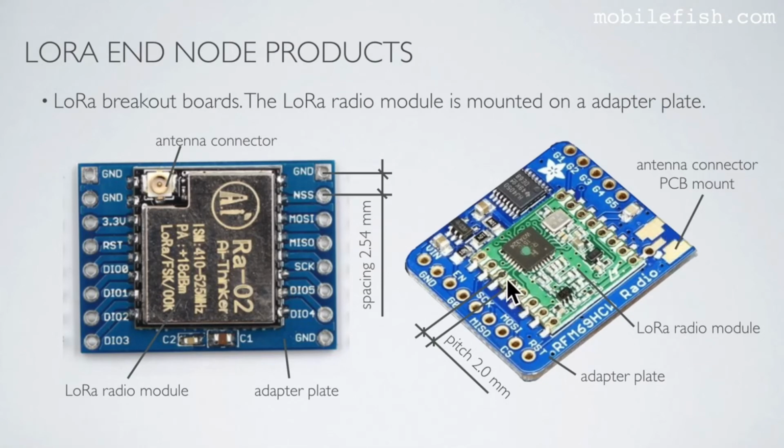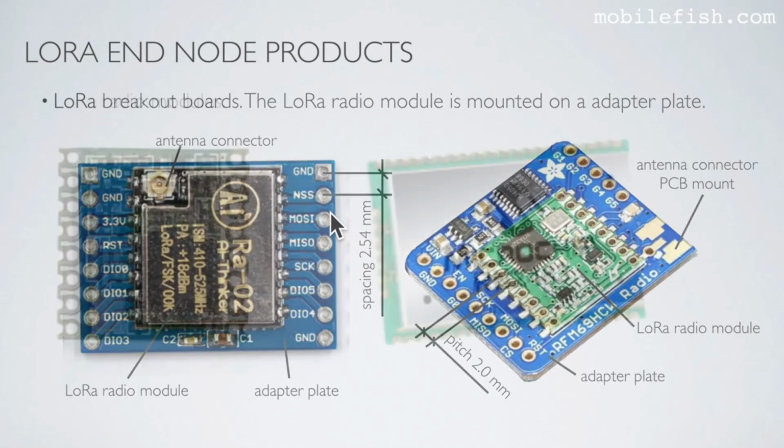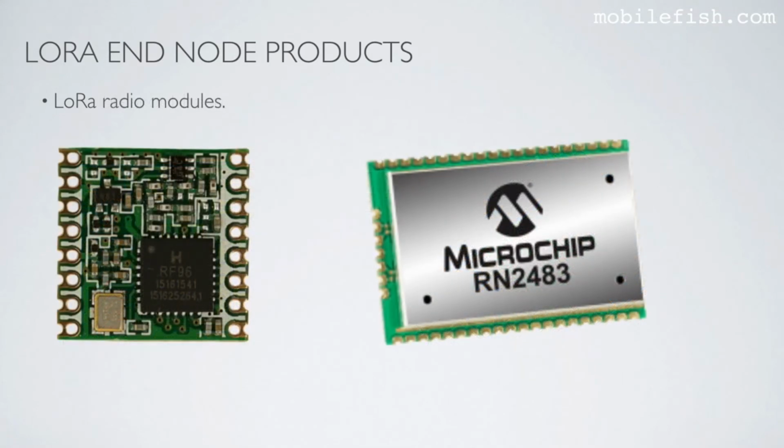As you can see, the solder connection distance is 2 mm, but the solder connections on the adapter plates have a spacing of 2.54 mm. The adapter plate is needed, for example, to easily mount it on a breadboard. And we also have the LoRa radio modules itself. This LoRa radio module is from the company Hope RF, and this one is from the company Microchip.